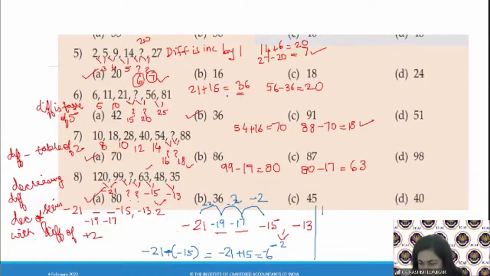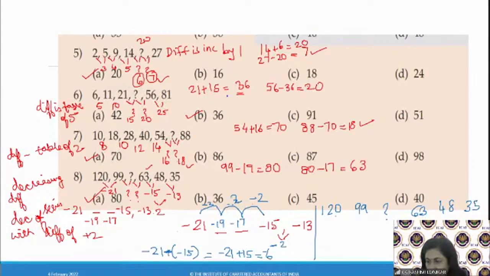This is a decreasing series. Okay, so 120, 99, question mark, 63, 48, and 35. From the numbers itself, you are able to see? Yes, Chandan, I'm explaining. Please just see this. Sri Gauri, good, you are understood? Yes, let the others also get to know it. As you can see from this, this is a decreasing series.